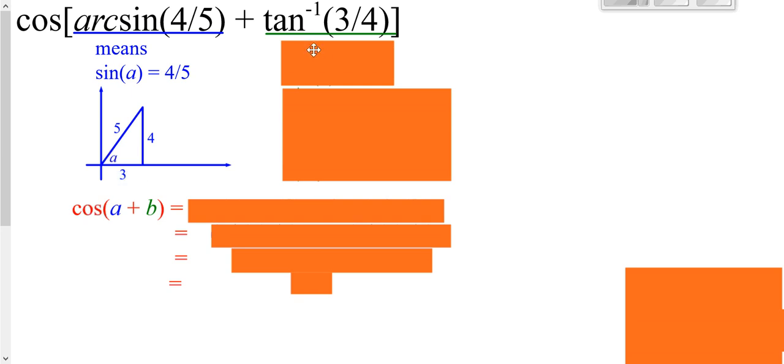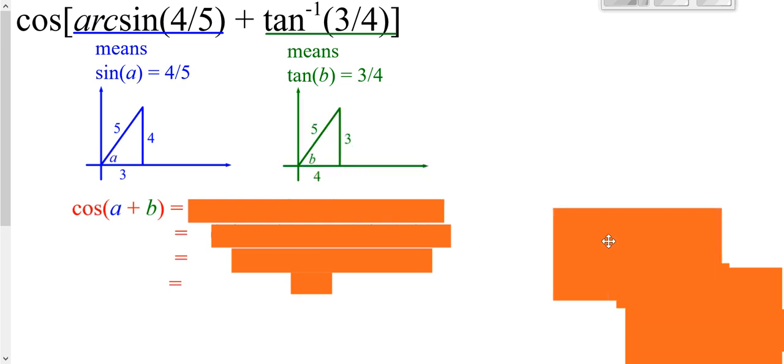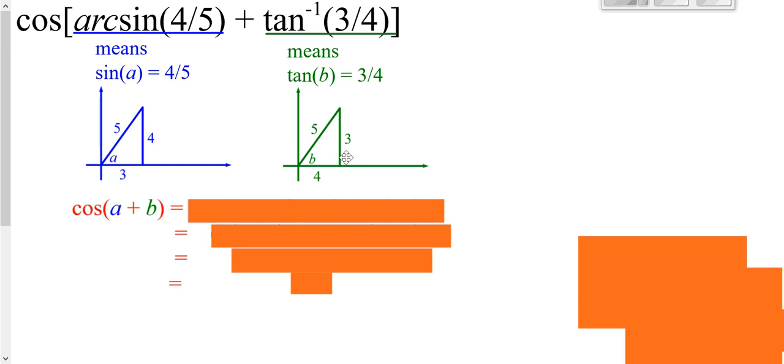This is also an angle. It means tangent of what angle, we're calling it b, is equal to 3 over 4. Inverse tangent is also defined only in quadrants 1 and 4. And tangent's positive only in quadrant 1, so we draw a triangle in quadrant 1 with the opposite and the adjacent being 3 and 4. Hypotenuse by the Pythagorean theorem would be 5.